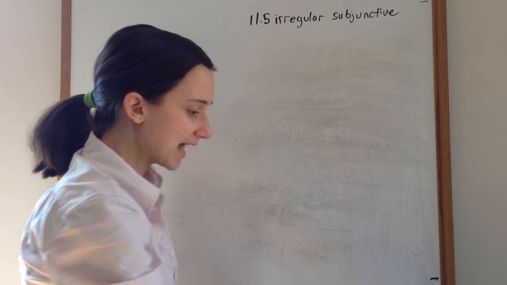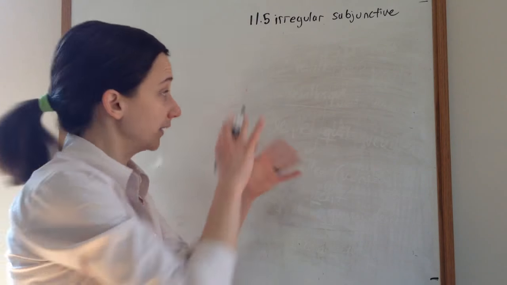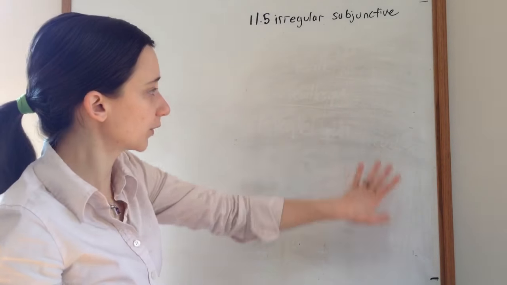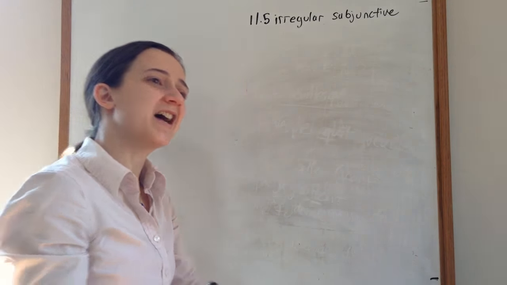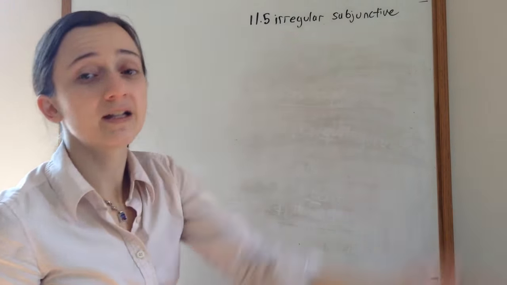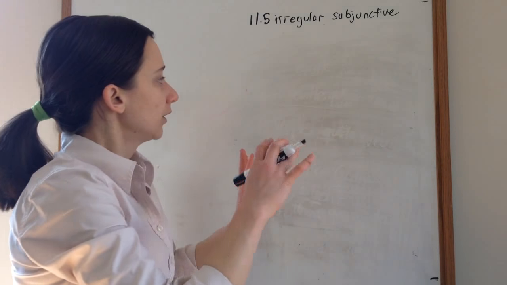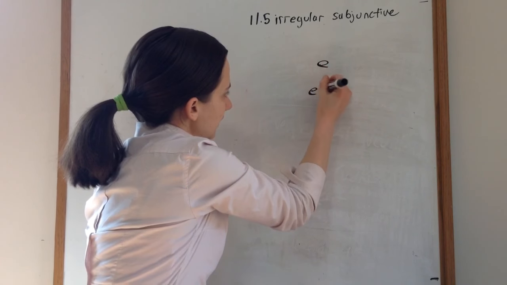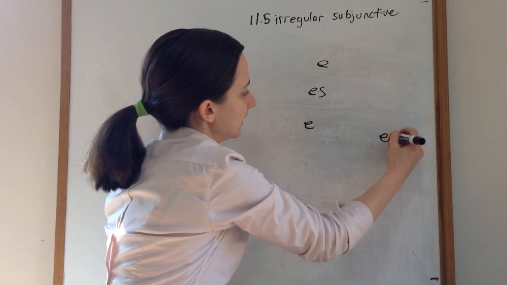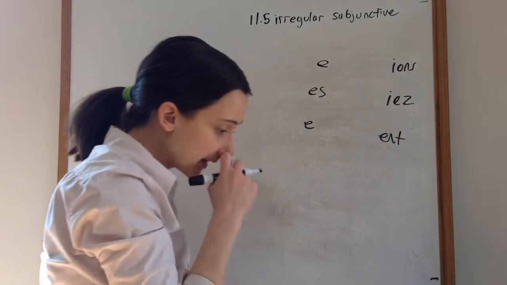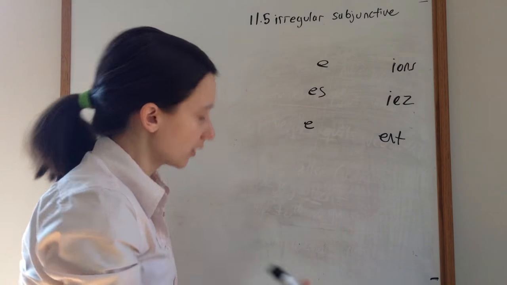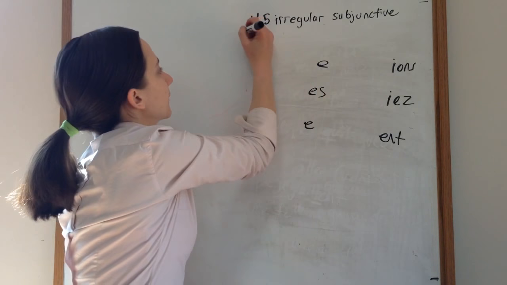So first we had our group that followed the stems, had one stem for the boot, had one stem for the nous. Now we have a group that has irregular stems but regular endings. So what I mean by that is we're still going to follow the E, E-S, E, E-N-T, and we'll still have I-O-N-S, and we'll still have I-E-Z. But just the stems are weird.